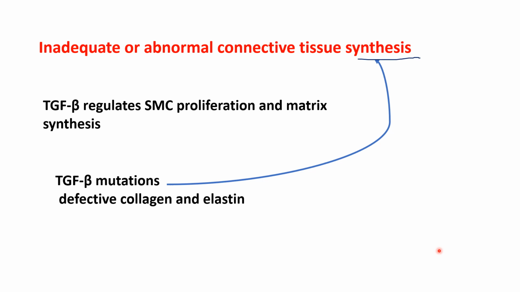Why does this happen? As we all know, transforming growth factor beta regulates the smooth muscle cell proliferation and matrix synthesis, which is an important component of the media of the artery. Now, when there are mutations in TGF beta and other downstream signaling pathways, what will happen is there will be defective collagen and elastin synthesis. If collagen and elastin are defective, then the smooth muscle layer connective tissue or the matrix will be abnormal or inadequate, and that will result in weakening of the media of the arterial vessel.